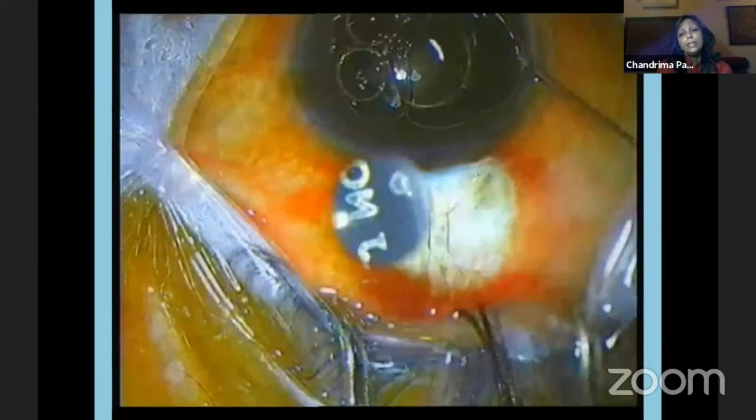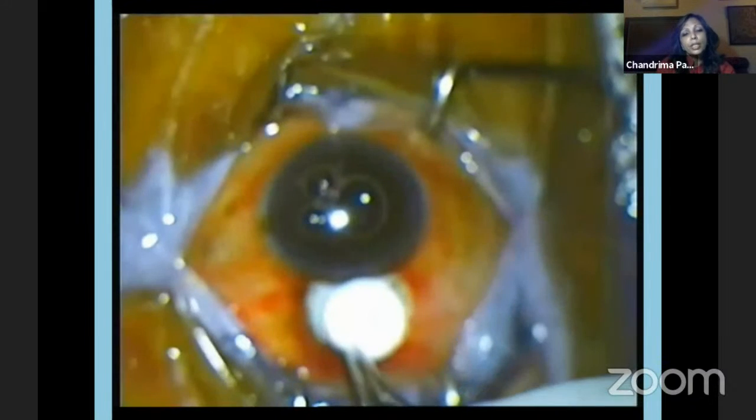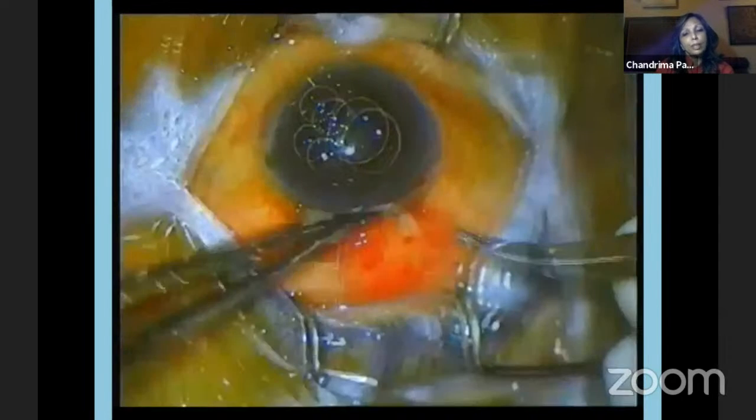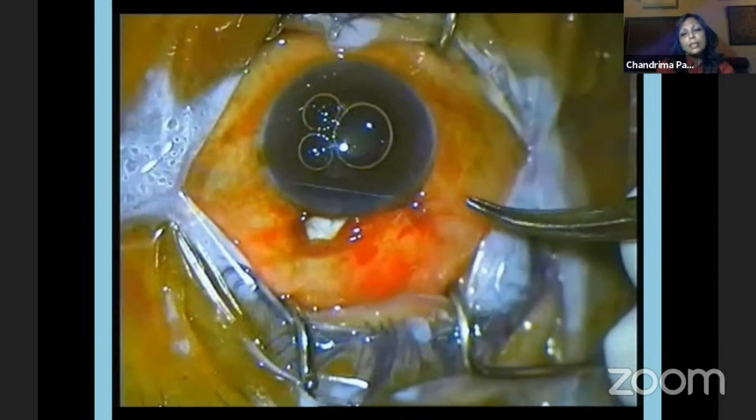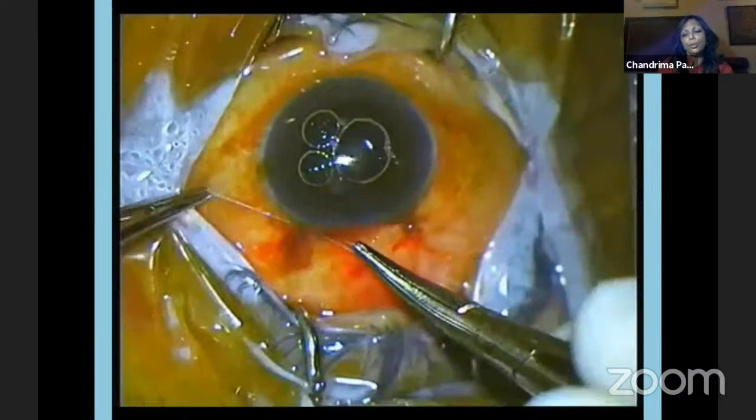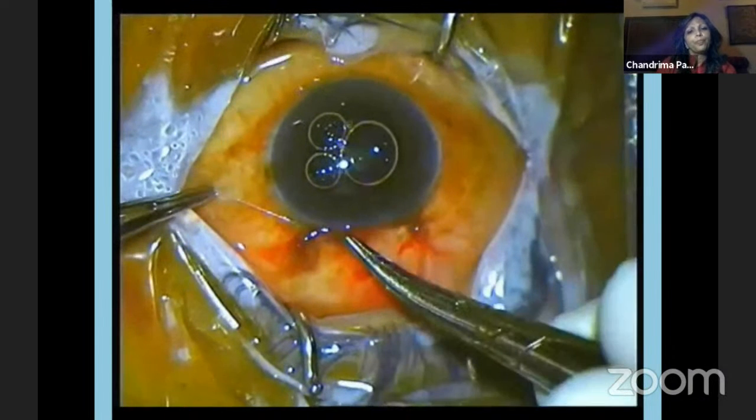Just after completing your trabeculectomy, that's the ologen. Ologen comes in 2 sizes, 6 millimeter diameter or 12 millimeter diameter. So that's a 6 millimeter diameter one. You just place it over your scleral flap and you close your conjunctiva.